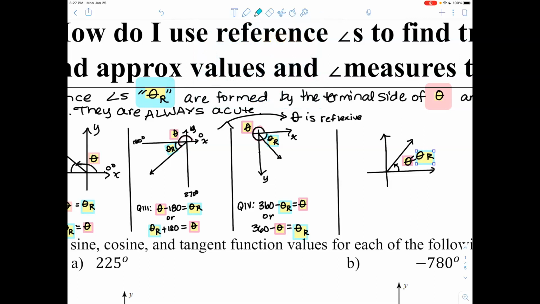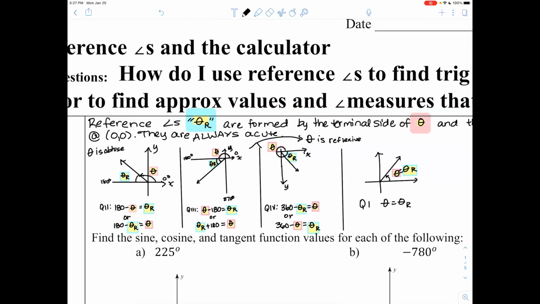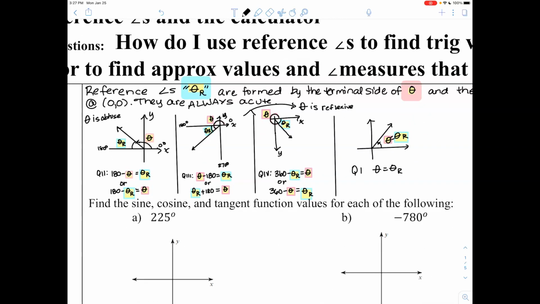Okay? So in quadrant 1, theta is acute. Theta equals theta reference. So that's your information in regards to your reference angles. Now, why is that important?